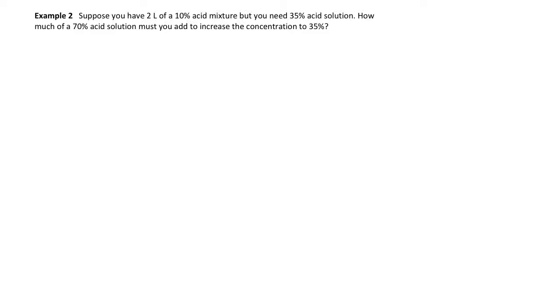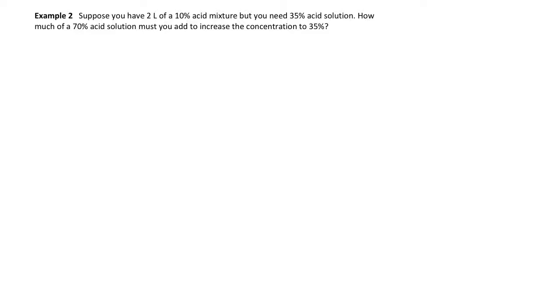So just to see what's going on here, we have this one solution, but it's only 10%, and you want to increase this to 35%. Well, if you were to pour in something that is 70%, it should definitely raise this. But the question is, how much do you have to add in to accomplish this? This is different than example 1 because now we're not solving for a concentration. We're actually solving for some amount of liters that accomplishes this goal.